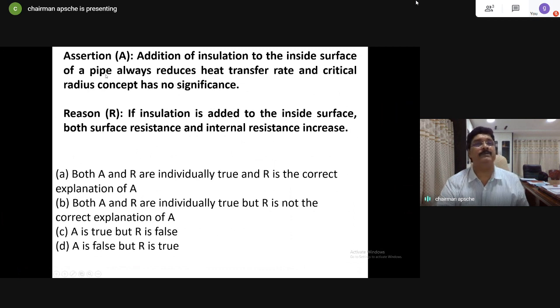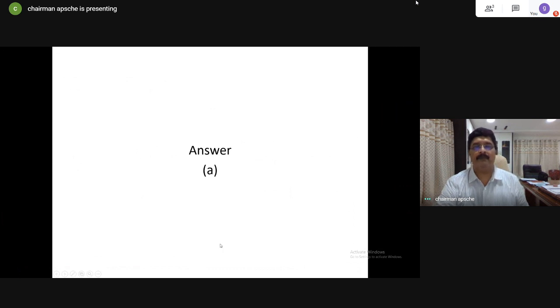Addition of insulation to the outside surface of a pipe always reduces heat transfer rate, and a critical radius concept has no significance. Addition of insulation to the inside surface of a pipe, like at the beginning, your question, so same thing. Inside of the pipe the critical radius concept has no significance, that's true. And if insulation is added to the inside surface, both surface and internal resistance increases. So both A and R are individually true. Okay.